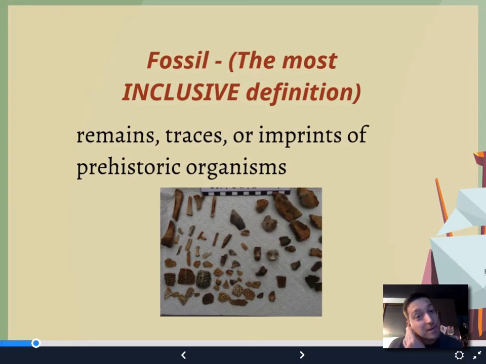So, the definition of a fossil includes a lot more than you think. Most people, when they think of fossils, think of bones in the ground, but it's a lot more than that. The definition of fossil is any remains, traces, or imprints of prehistoric organisms. And prehistoric means that it was a long time ago. So if a squirrel dies and you see its imprint in the ground, that's not a fossil because it's not prehistoric.